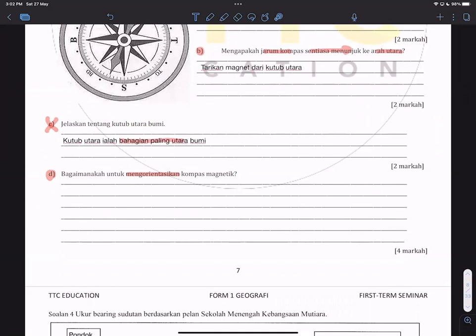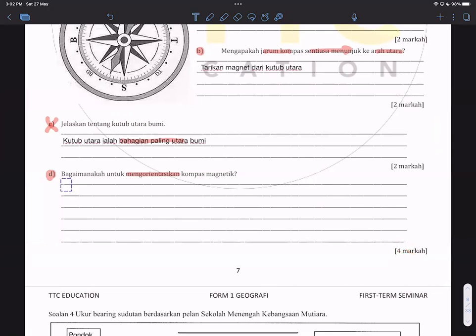Okay, so next one, 4 marks. So which means we combine the second and the third one into one sentence. If this is 5 marks, you separate the 2 points. What are the 2 points? Meletakkan kompas pada permukaan rata, menjauhi objek matter, objek besi, or objek logam. So if this is 4 marks, we combine these 2 points. If 5 marks, you separate it.